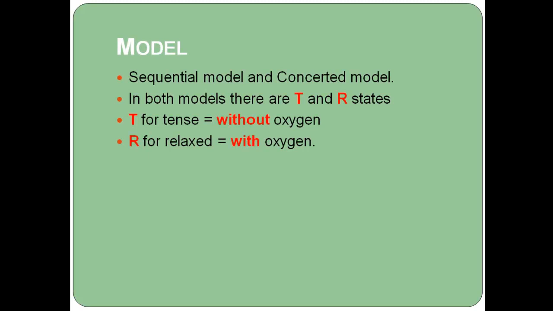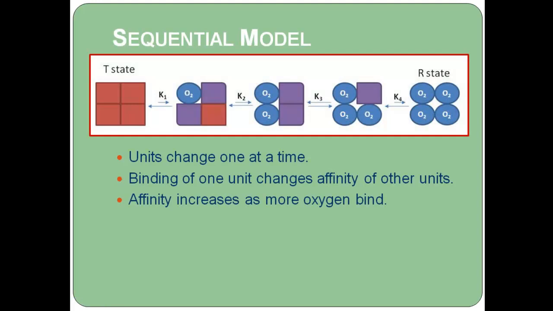What really distinguishes hemoglobin from myoglobin is its cooperativity, and now we're going to look at models for this. There are two main models, the sequential model and the concerted model. In both these models, there are T states and R states. The T state is the tense state without oxygen, and the R state is the relaxed state or with oxygen. In the sequential model, the units change one at a time, so the binding of one unit changes the affinity of another unit. In the concerted model that we'll just see in a minute, all the units change together, whereas over here they're changing one after another.